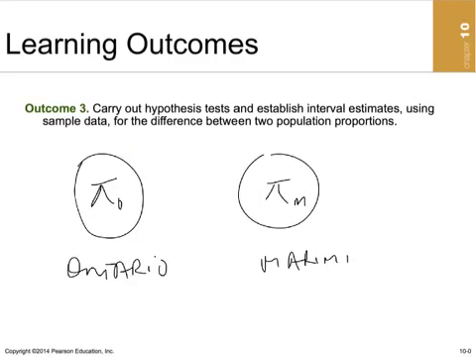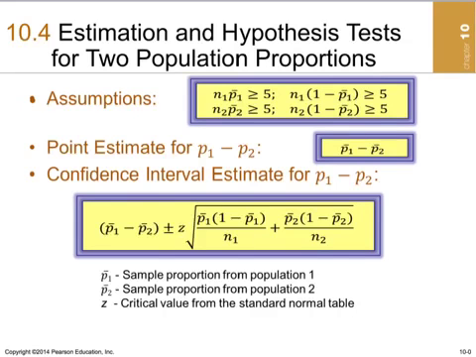And the Maritimes investing in GICs, government investment certificates. So we want to know if there's a difference between those two. We could calculate a confidence interval for that difference, or we could certainly conduct a z-test for the difference between the population proportions.